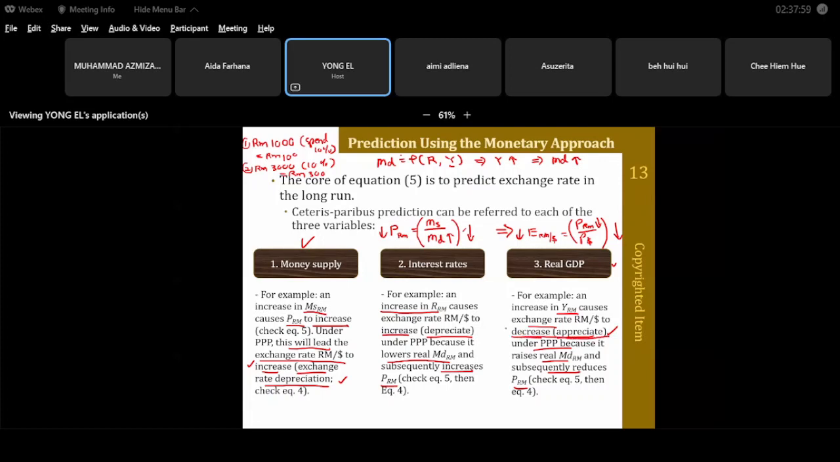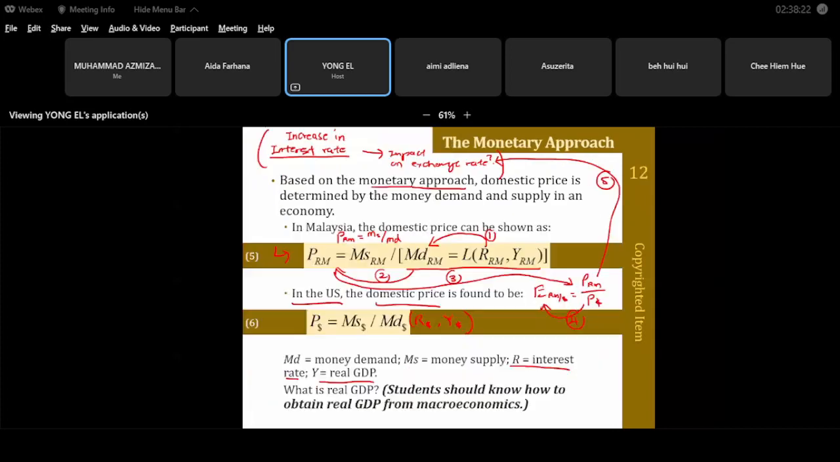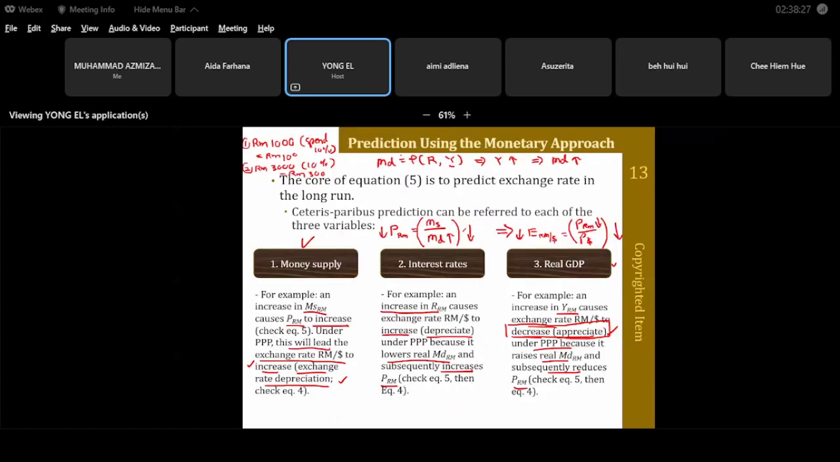This is appreciation when the exchange rate decreases. Now you can ask yourself the questions again. If interest rate changes or if real income changes, how will that affect the exchange rate in the country? We can use this analysis, using this equation and also the PPP equation, to tell whether that will positively or negatively impact the exchange rate.